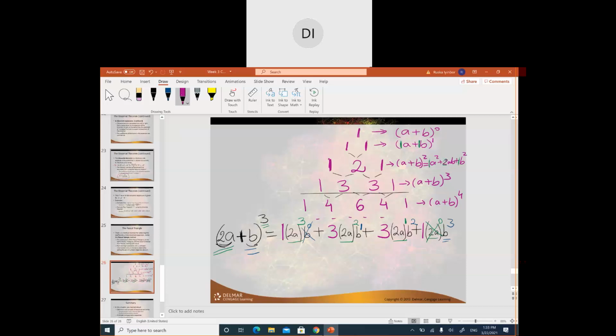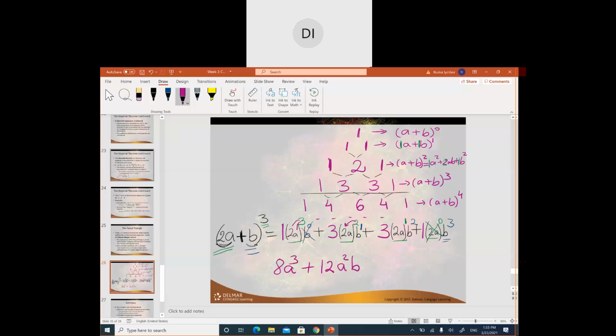So how do you rewrite it? You're going to do 2 with exponent 3. 2 cubed is 8, a3. That's the first term. Plus, the same way, I'm going to do 2 squared first, which is 4, times 3 is 12. And then you do a squared, b to the first is just b.